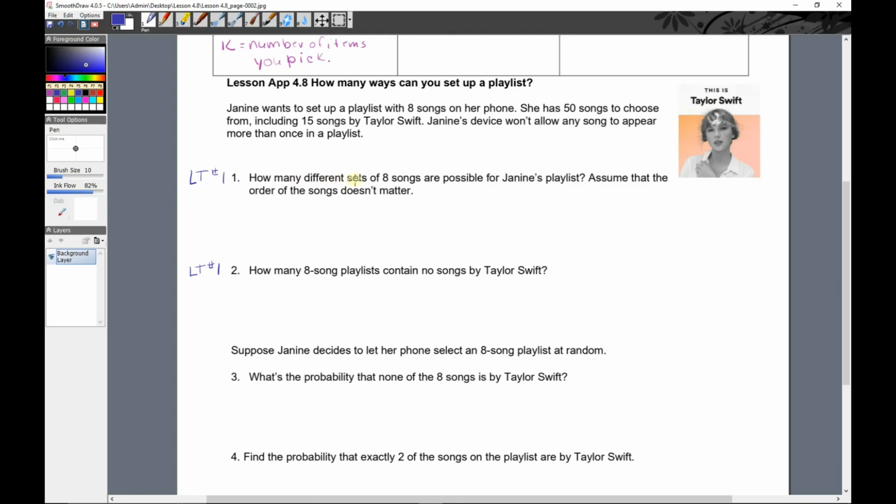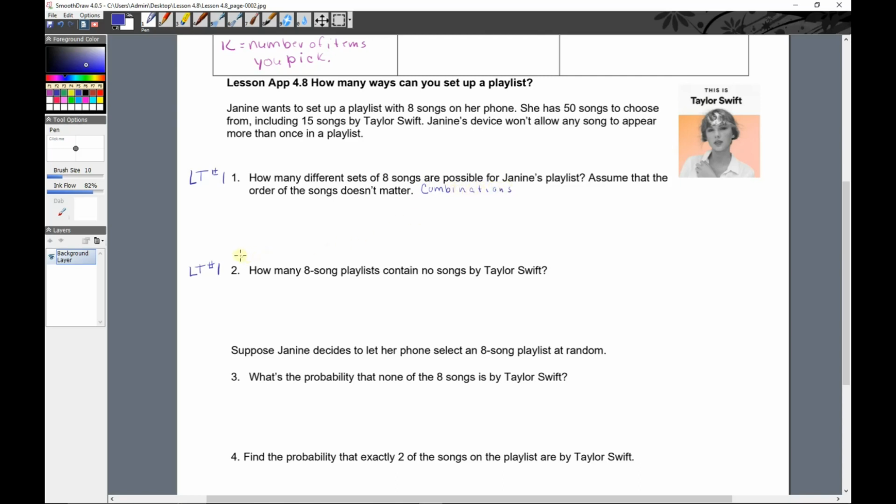All right, so how many different sets of 8 songs are, well, let's read the scenario. Janine wants to set up a playlist with 8 songs on her phone. She has 50 songs to choose from, including 15 songs by Taylor Swift. Janine's device won't allow any song to appear more than once in the playlist. How many different, this is number 1, sets of 8 songs are possible for Janine's playlist? Assume that the order of the songs doesn't matter. So if it doesn't matter, this is definitely combinations.